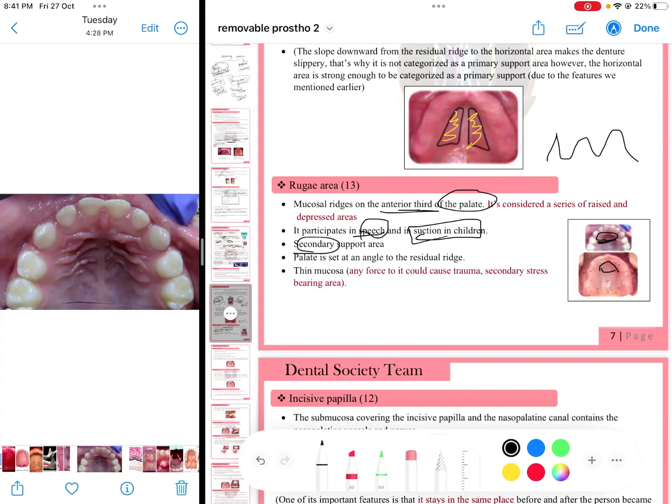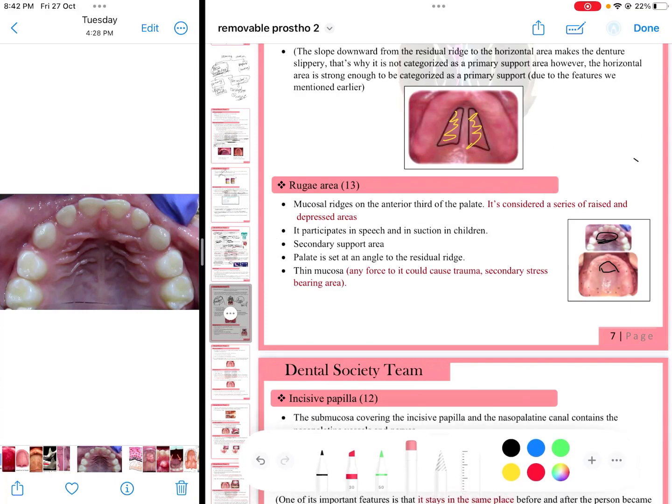It is a secondary supporting area, as we said. Why? Because it has thin mucosa. That is one reason, and the second reason is that the palate is set at an angle on the residual ridge. Here this is the hard palate. At the anterior region, you can see that there is an angle like this between the ridge and the hard palate. So in this area it is like a slope. So it's not a good supporting area.